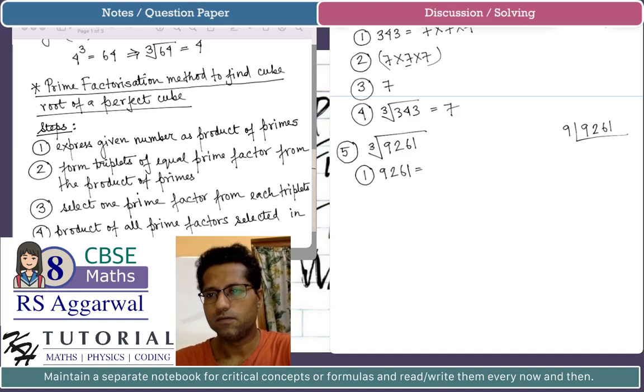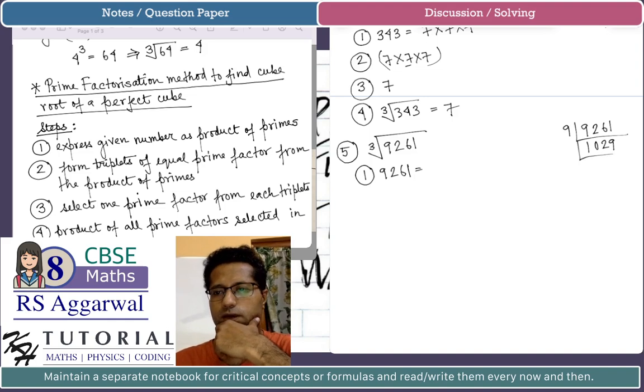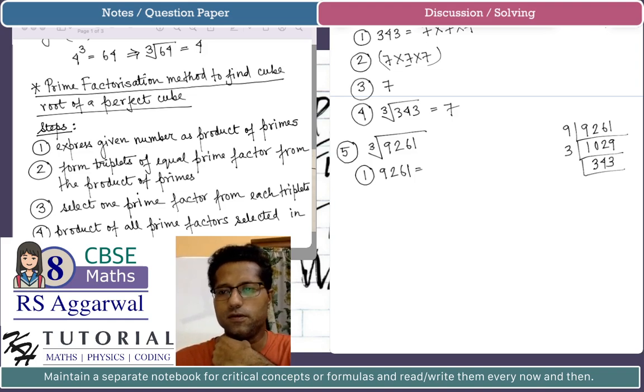I hope it will divide by 9. Let's see, 9 times 1029 is 9261. Okay. Now 1029. Will it divide by 3? Yes. So 343. And 343 we know is 7 times 49, and 7, 7.